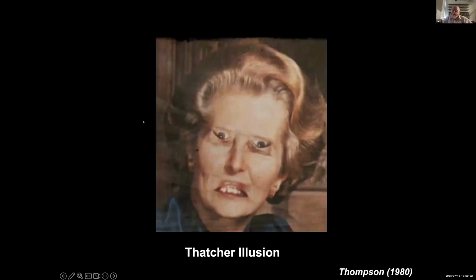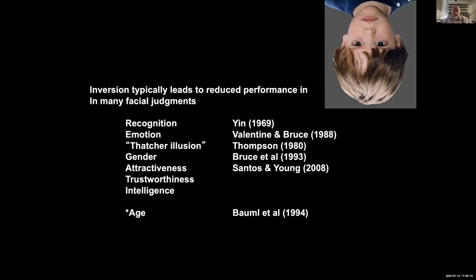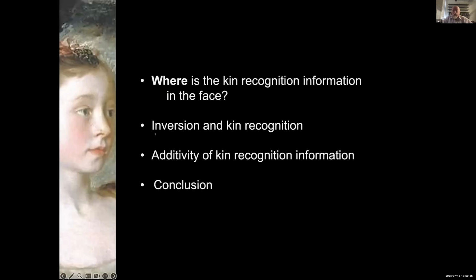Okay. And so you've all seen this, essentially, that we seem to not have access to the features in the face when it's upside down. This is a remarkably universal pattern. It's true for recognition of individuals, emotion, Thatcher illusion, gender, attractiveness, trustworthiness, intelligence, and so on. Age is perhaps the only exception because people may use skin texture to judge age. So, what happens when we invert faces, but we ask you now to judge whether we're looking at siblings or not?